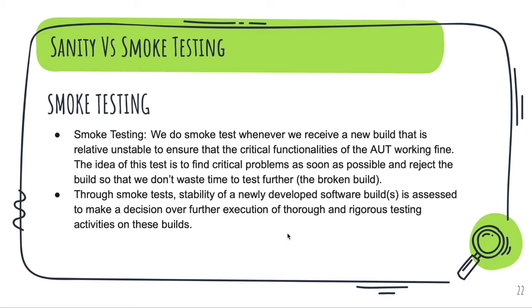So now it's very confusing, like what is smoke and what is sanity. It almost looks similar. To give a very specific answer, you do sanity on any build so that you run some subset of the regression tests in order to ensure that the build is working fine. For smoke, basically it's done on new functionalities. It is not done on old functionalities. And in smoke, we need to test around the new functionalities and make sure that the build is acceptable for further testing.